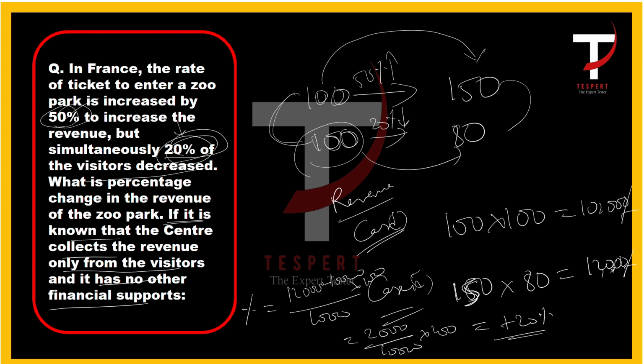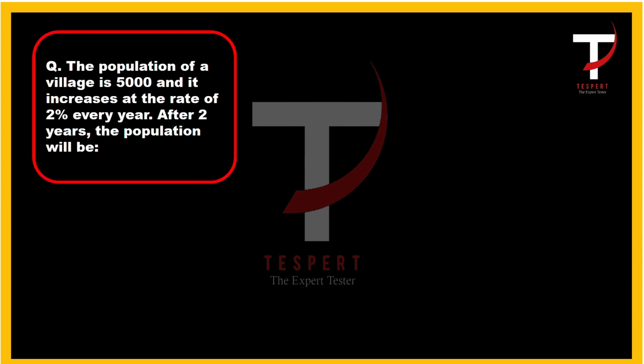So the next question: the population of a village is 5,000 and it increased at a rate of 2% every year. After 2 years the population will be, so we solved these kinds of problems in the previous session, right? So the present population is given, which is 5,000. It increases at a rate of 2% every year. So it increases 2% every year means we must add.